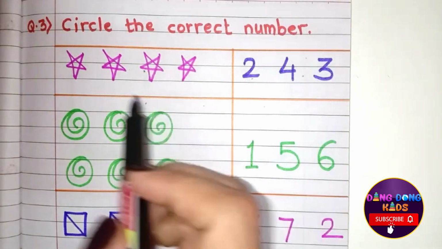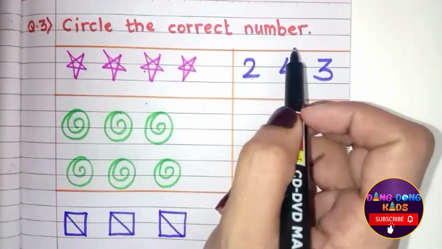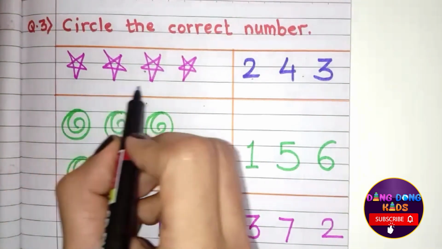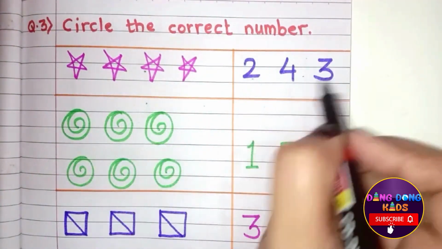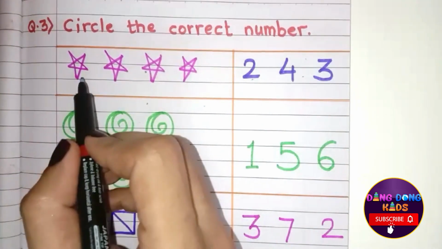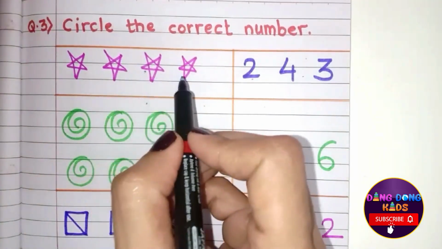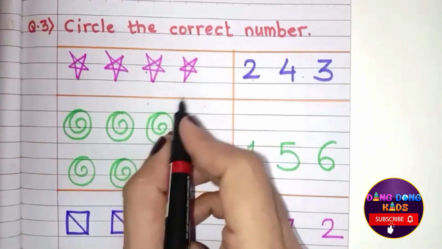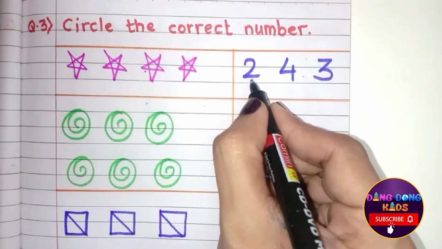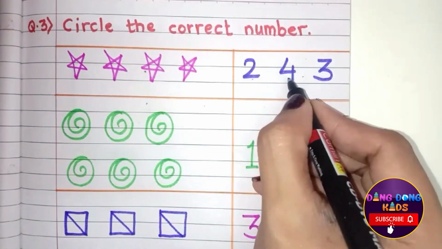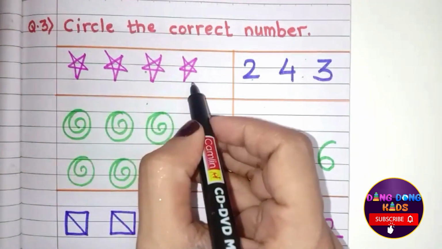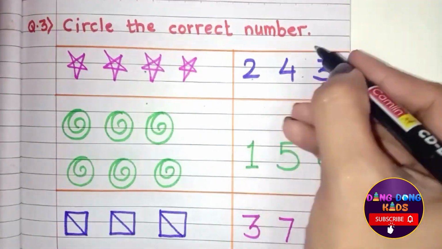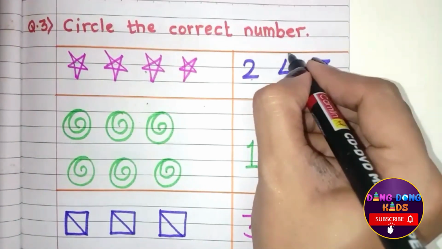Our third question is circle the correct number. Here you have to count the object and then circle the correct number. 1, 2, 3, 4. 4 stars are here. See here, this is number 2. Here is 4. Here is 3. How many stars are given? 4. So let's circle the 4 number.